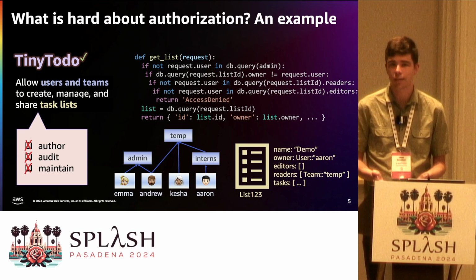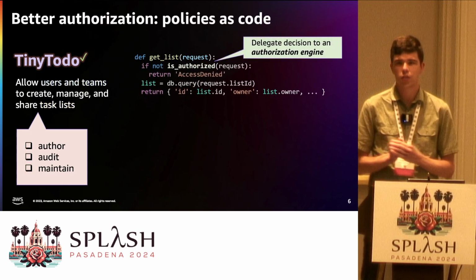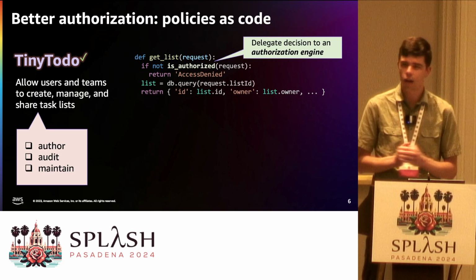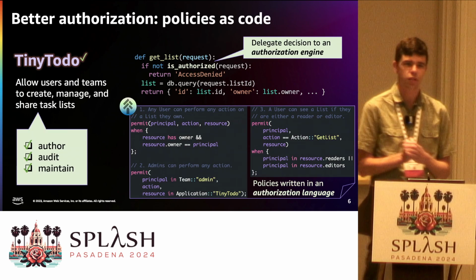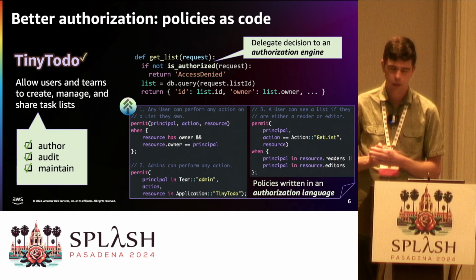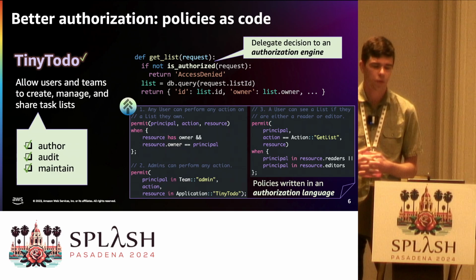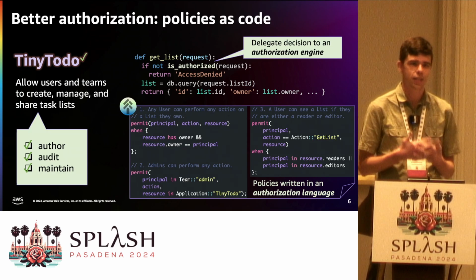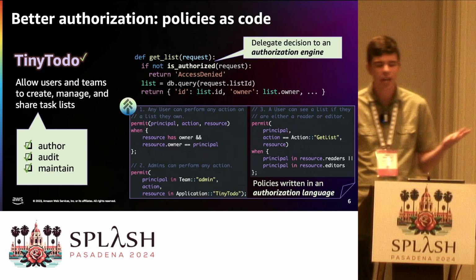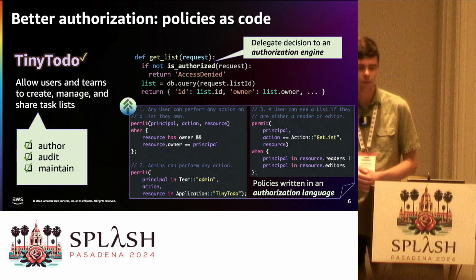What should we do instead? Well, we should delegate the authorization decision to a dedicated authorization engine, which evaluates authorization policies written in an authorization language. This fixes a lot of the shortcomings of the previous approach. First of all, it's easier to write permissions this way. We're writing in a dedicated DSL that understands authorization concepts like permit and forbid, or like resource and principal.